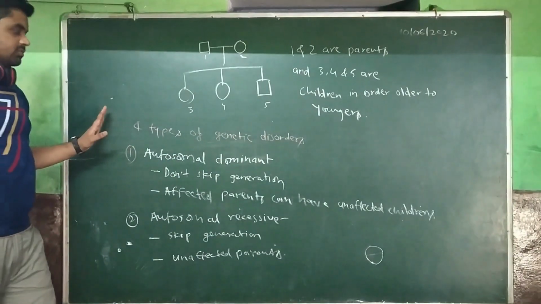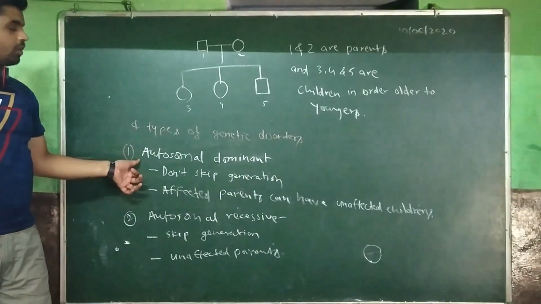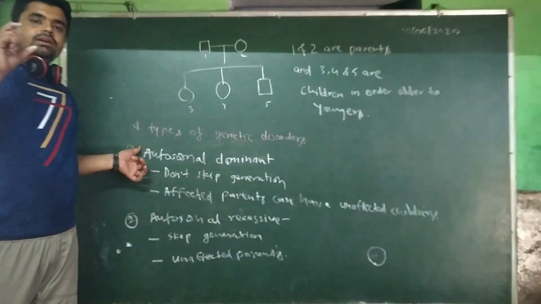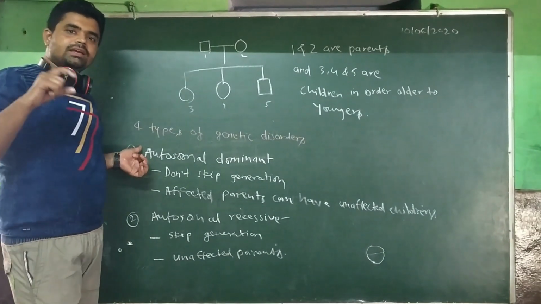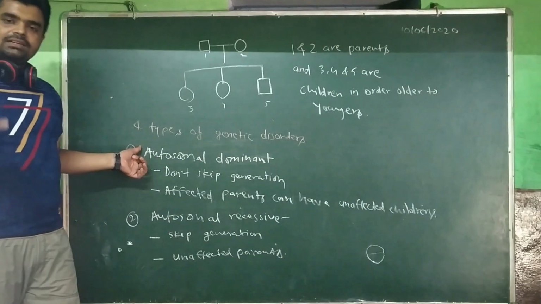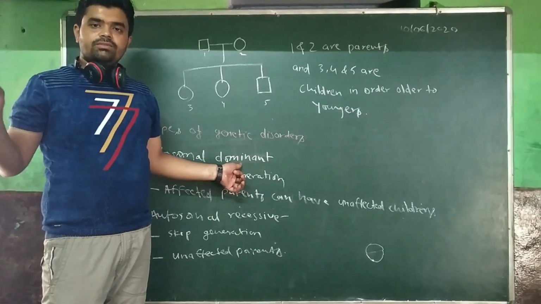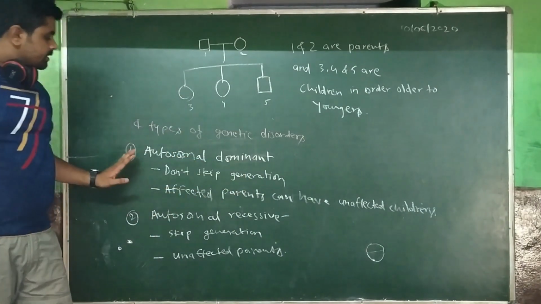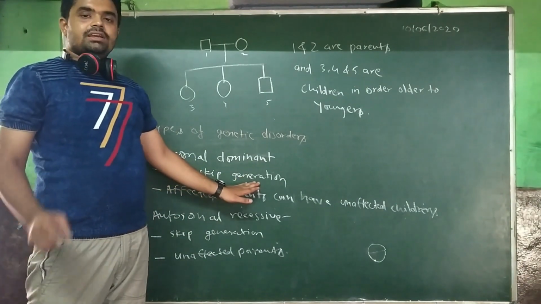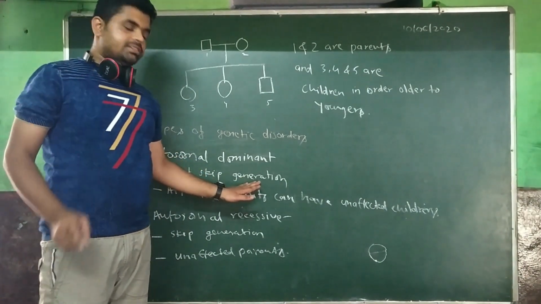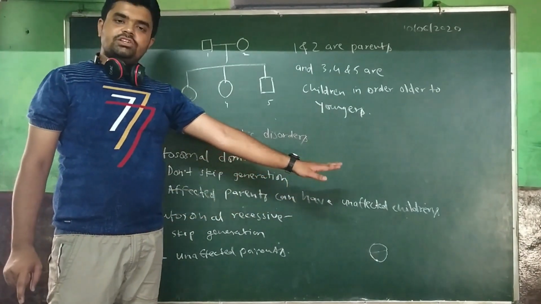The genetic disorders are of 4 types. First, autosomal dominant. Autosomal means it occurs in both male and female at the same time, and dominant means it affects every generation of the family. The key points of autosomal dominant disease are: it doesn't skip generations, meaning it occurs in every generation, and affected parents can have unaffected children.